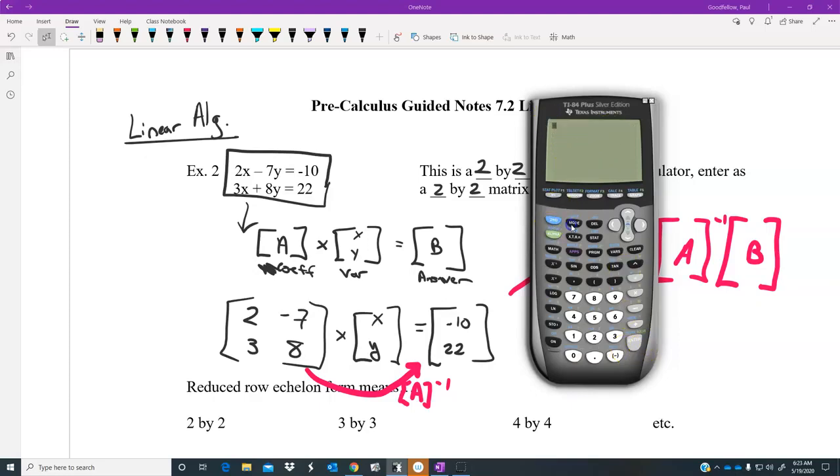I'm going to second quit out of that, and I'm going to go back to matrix and make matrix B, which happens to be 2 rows by 1 column, so it's a 2x1, and that answer matrix is -10 and 22.